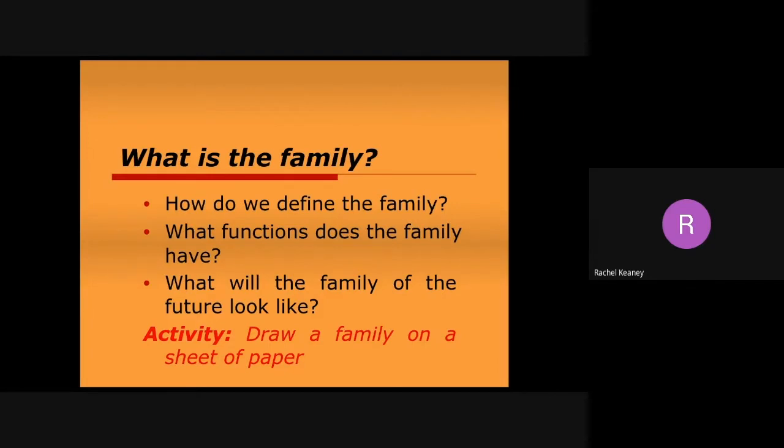Okay, so what I would like you to do, if you would like to put in the chat, what is in your family? Think of anything or anyone that's in your family. What kind of family have you got there? Who or what is in your family?